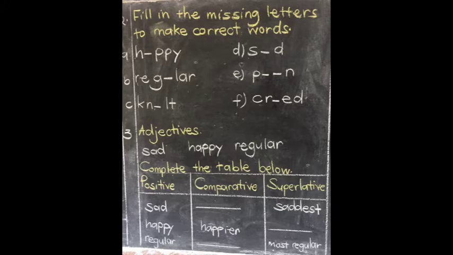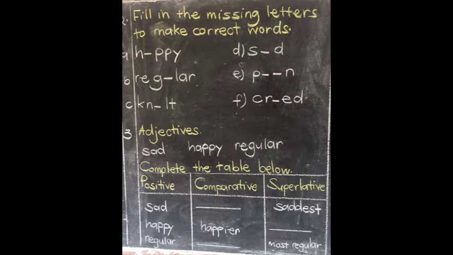So you'll continue to B. On B we have R-E-G, then we have a dash, L-A-R. So you look at those letters and get to know which letter is missing and form which word. Then on C we have K-N, dash, L and T. So still you look at those letters very well and get to know which one they are forming and which letter is missing. Then on D, we have S, dash, D.